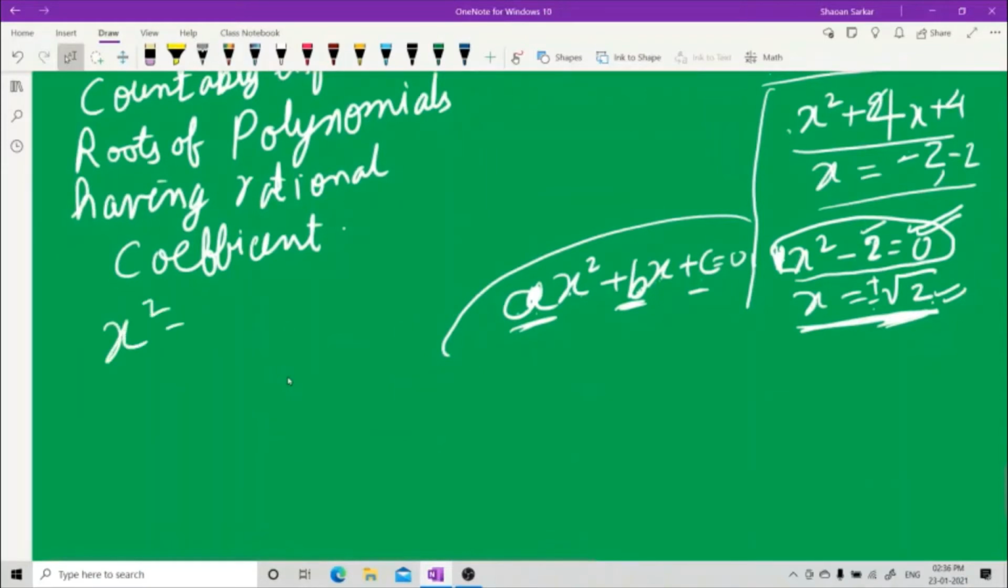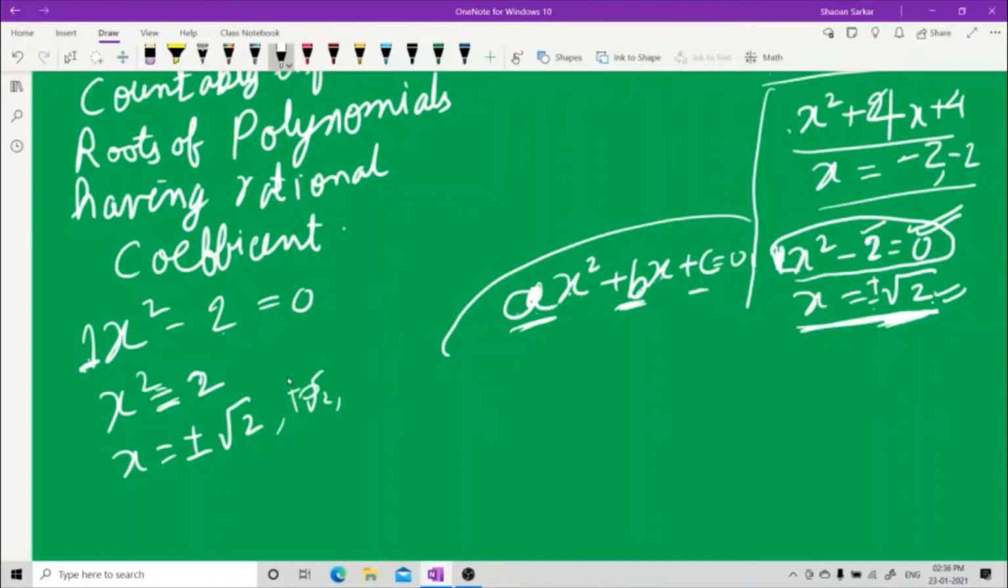You have x square minus 2 equal to 0. Here this 1 and this 2 are rational. 1 is the coefficient of x square and 2 is a constant. These two are rational. So x square is equal to 2, x is plus minus under root 2. So this plus under root 2 and minus under root 2 are algebraic numbers.